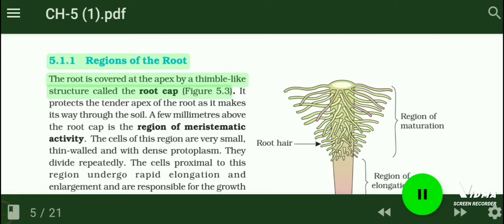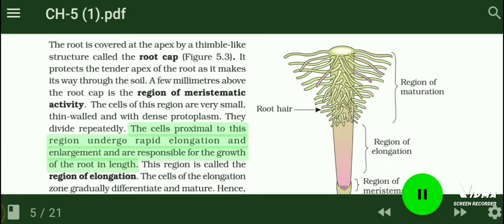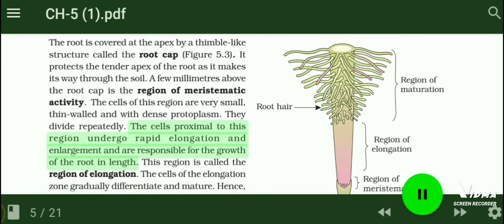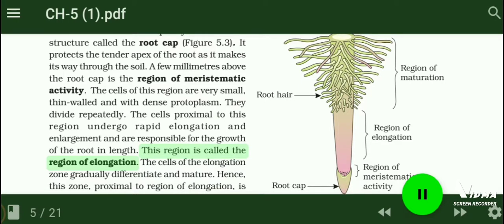5.1.1 Regions of the root. The root is covered at the apex by a thimble-like structure called the root cap. Figure 5.3. It protects the tender apex of the root as it makes its way through the soil. A few millimetres above the root cap is the region of meristematic activity. The cells of this region are very small, thin-walled and with dense protoplasm. They divide repeatedly. The cells proximal to this region undergo rapid elongation and enlargement and are responsible for the growth of the root in length. This region is called the region of elongation.